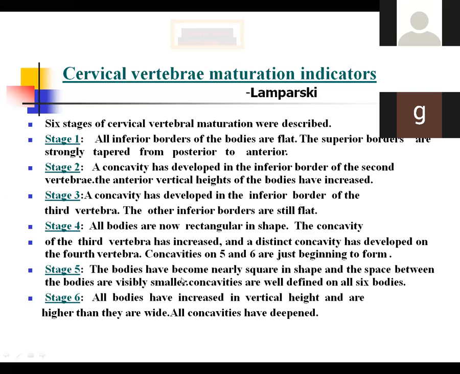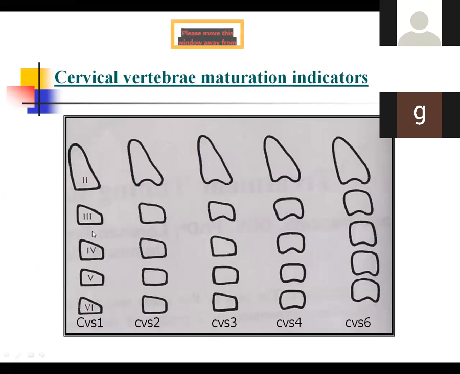Stage 5, the bodies have become nearly square in shape and the space between the bodies is visibly smaller. Concavities are more defined in all six. See here there are more spaces in between the bodies. Here the spaces have been reduced because of the growth.